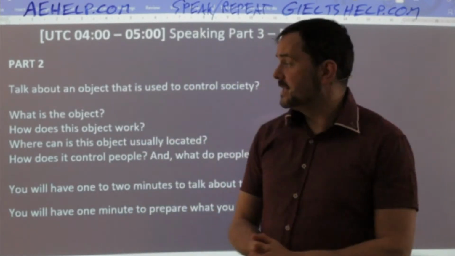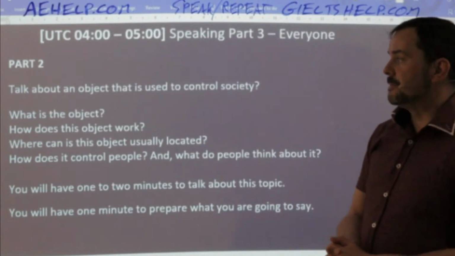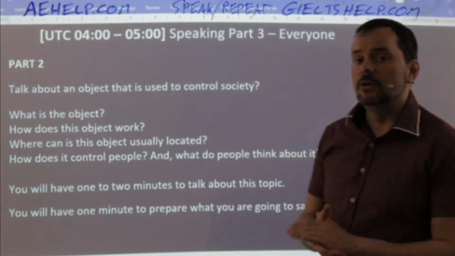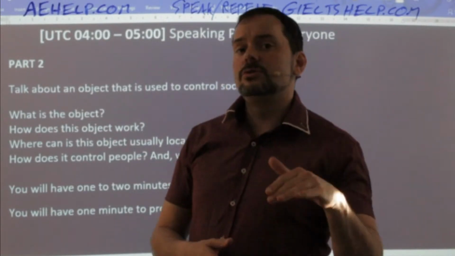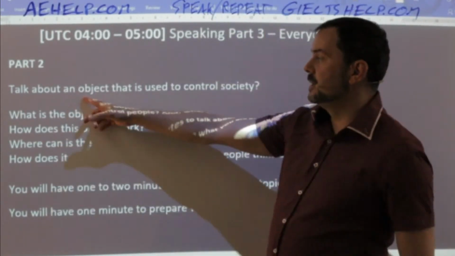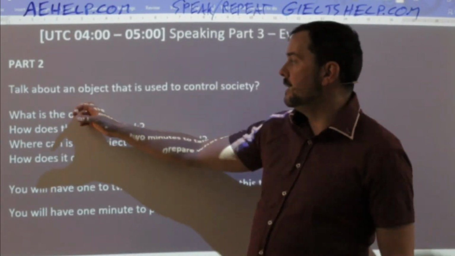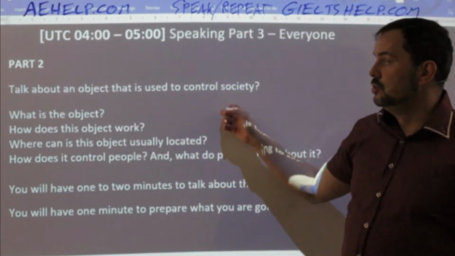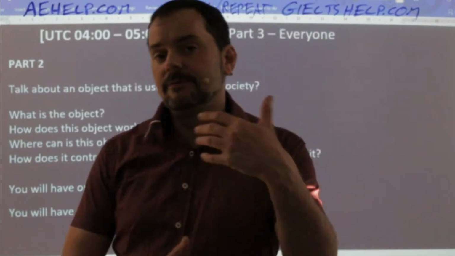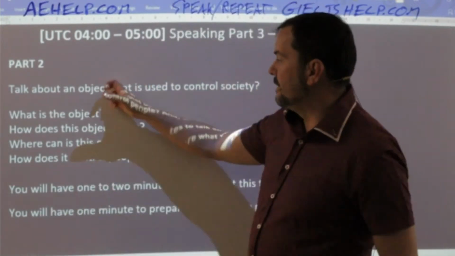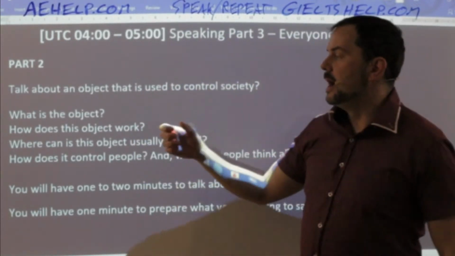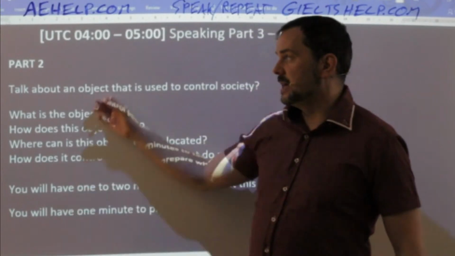In that 60 seconds, you've got a lot to do. The first step in your 1 minute preparation time is to look at the question carefully. When the examiner shows you the card, they will say the first part of it. They'll say, talk about an object that is used to control society. They'll voice that for you. Don't just skip that part and think, oh, they read that for me.